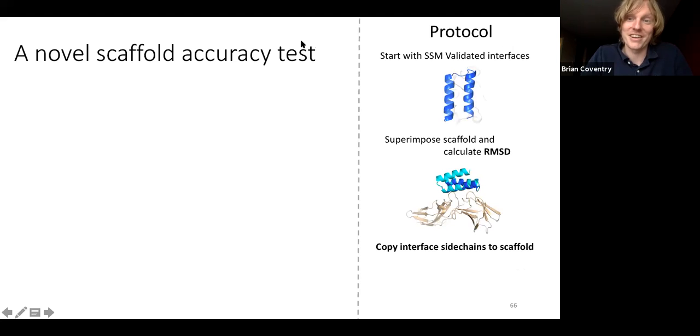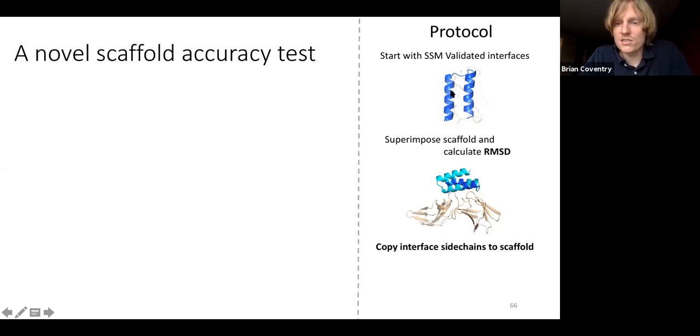I just wanted lots of data. And so the protocol here was I took some SSM validated interfaces. Now, these are not crystallized. They're just our design models that from the SSM looked correct. Oh, and I'll point out this was against IL-7 receptor, the first one. So I think we had 11 of these.